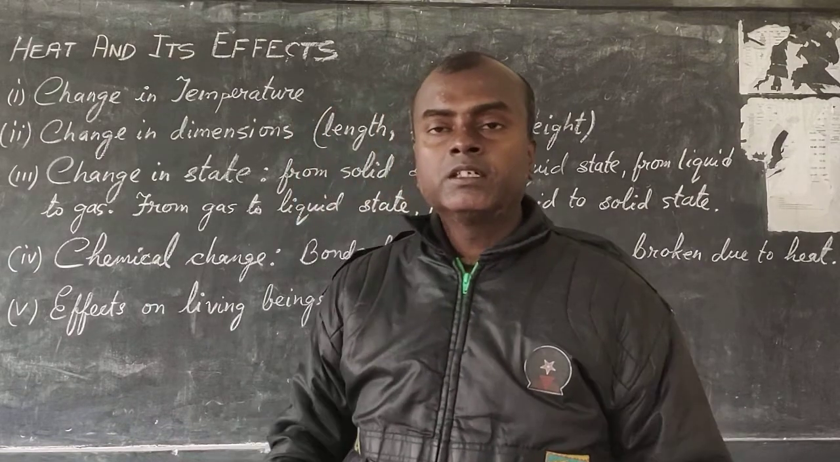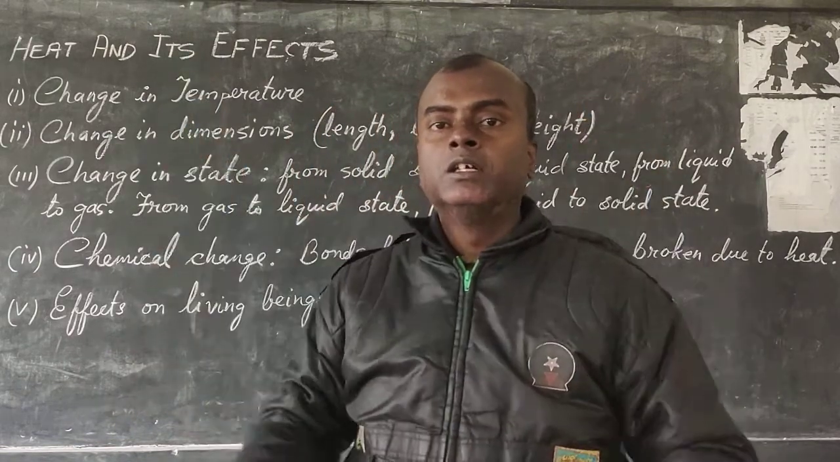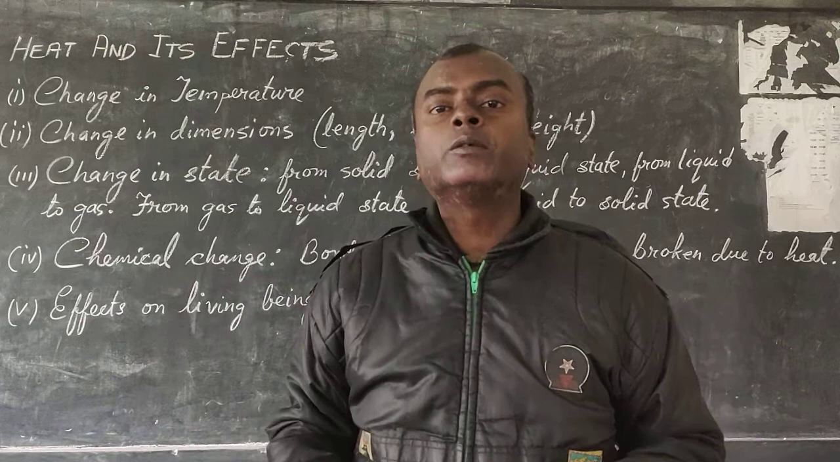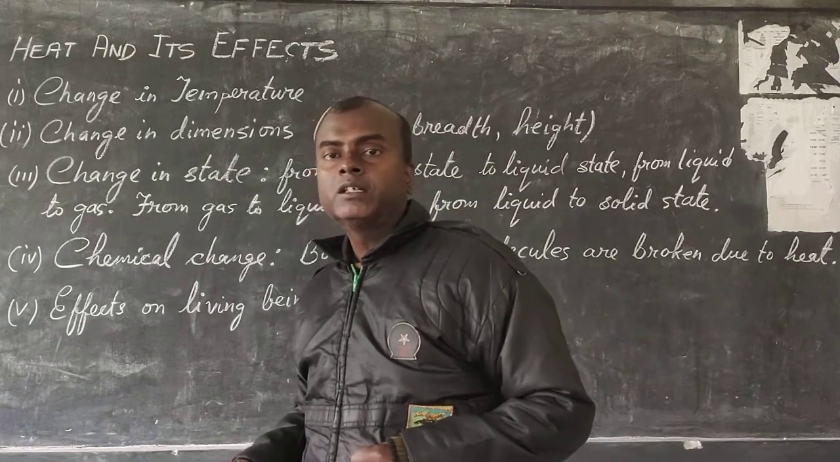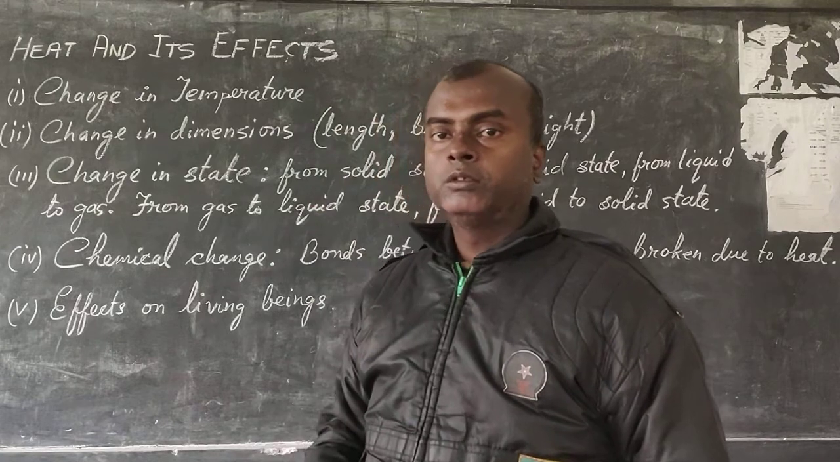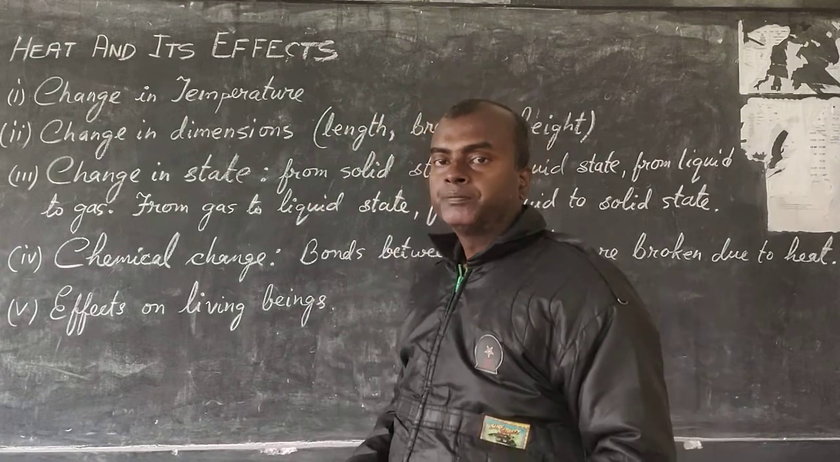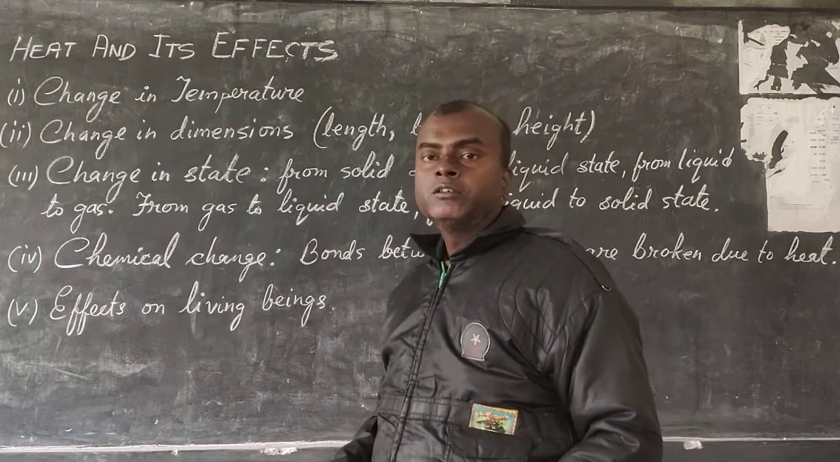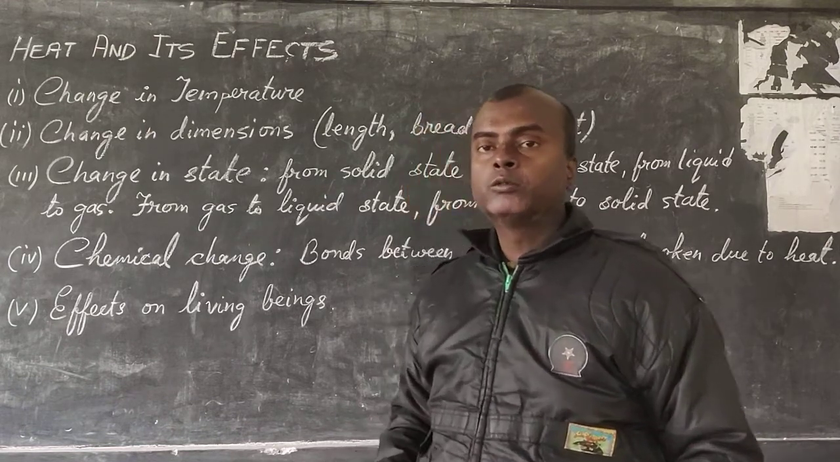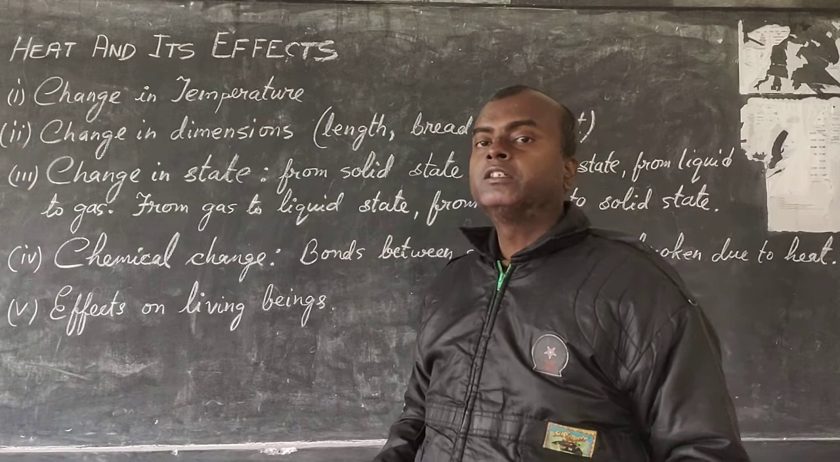You give heat, temperature of an object rises. You take away heat, taking away heat means what? You cool it. So when you take away heat, temperature drops, comes down. So this is the change in temperature. As simple as that. You add heat, temperature increases. You subtract heat or you cool it, temperature decreases.